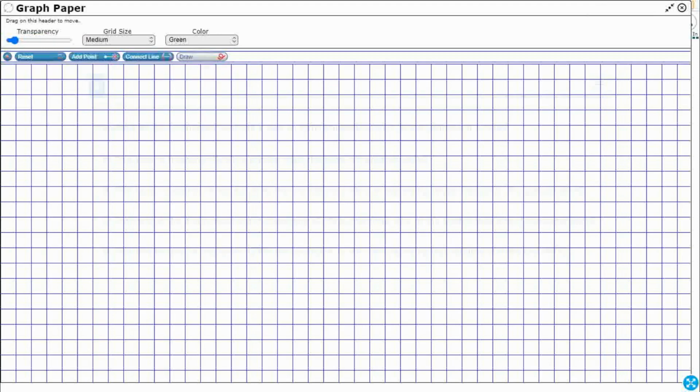I'm going to draw a coordinate grid here. Let's use the connect line feature. Let's make it straight. All right, so here's my coordinate grid. That's going to work. Let's go ahead and just label this as my x-axis and my y-axis.